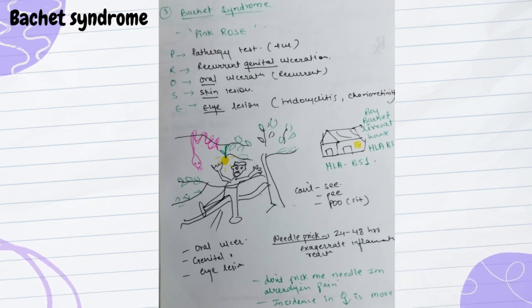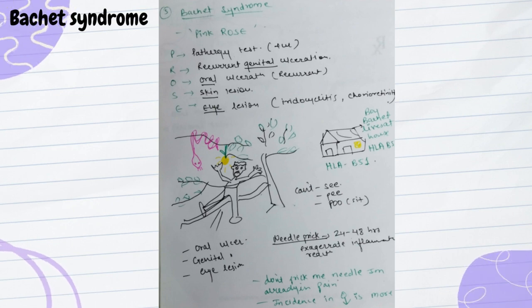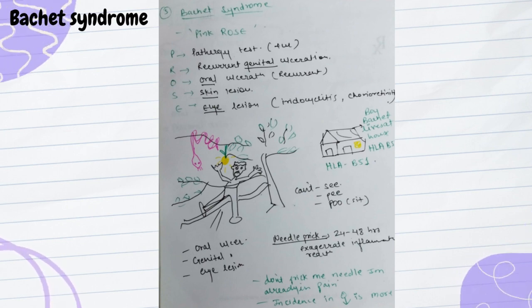This is very important. Now, what is Behcet syndrome? Behcet syndrome has many mnemonics. In this, you can appreciate three mnemonics. I'll explain it. So first is Behcet syndrome, PINK ROSE.